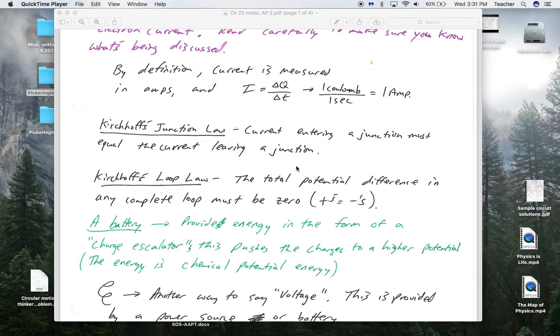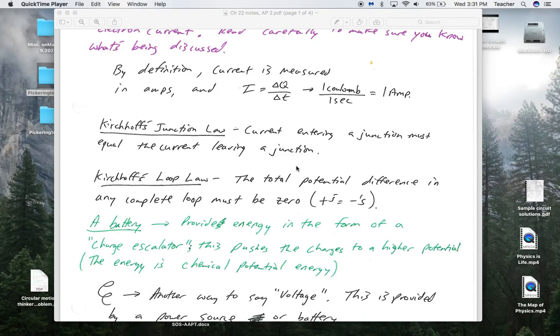Well, that's a little bit of a lie too when we get into quantum physics and relativistic physics, but for Newtonian physics that's true. So if we have a certain amount of current entering a junction, we have to have an equal amount of current leaving that junction. Kirchhoff's loop rule basically says the total potential difference in any complete loop must be 0.